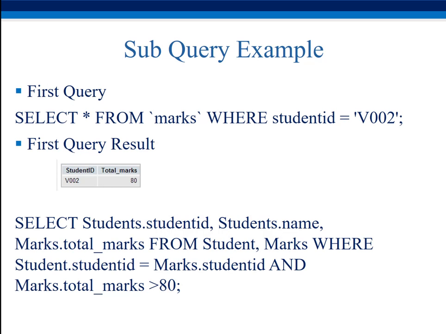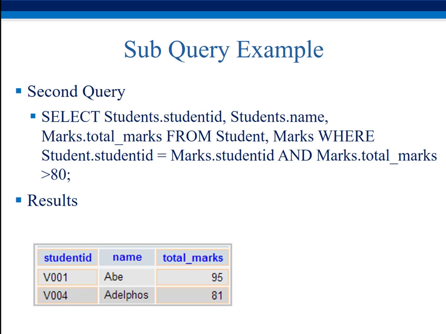Then the second one is select student ID, student name, and so on and so forth, where the student ID equals the marks ID, and the total marks is greater than 80. It sounds harder than it really is. I just want to know all the results of these things. We're using kind of an inner join over here, and we're going to do where the marks are greater than 80. So the second query is right over here, and here are the results of it.